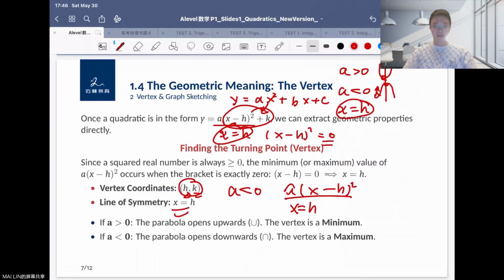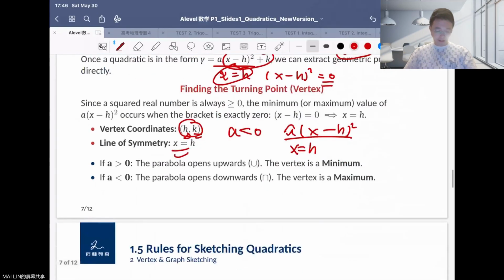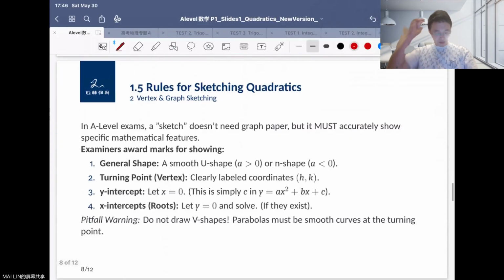So it's very easy, right? When you first see them, it can be very hard, but when you draw the graph, everything becomes very reasonable. So let's try to draw the graph. First is the general shape. When a is bigger than 0, that is a U shape, and when a is smaller than 0, it is an N shape. And this is the turning point, or vertex.